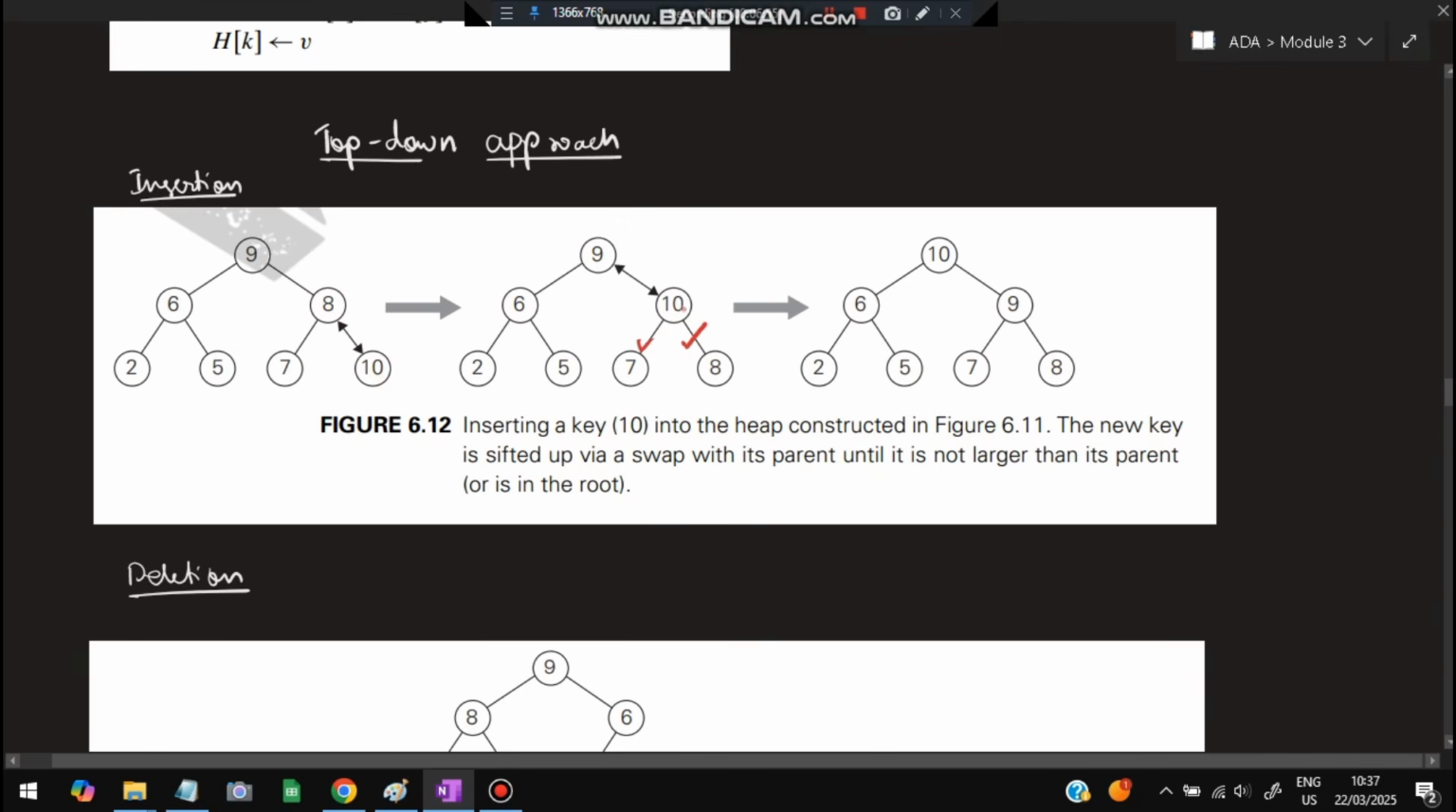So the changes happened here. Now we have to compare 6 and 10, which is greater. 10 is greater and 9 is smaller. So again, to fulfill this criteria, we will exchange 9 and 10. So the final tree will look like this. This is the way we insert an element using the top-down approach.